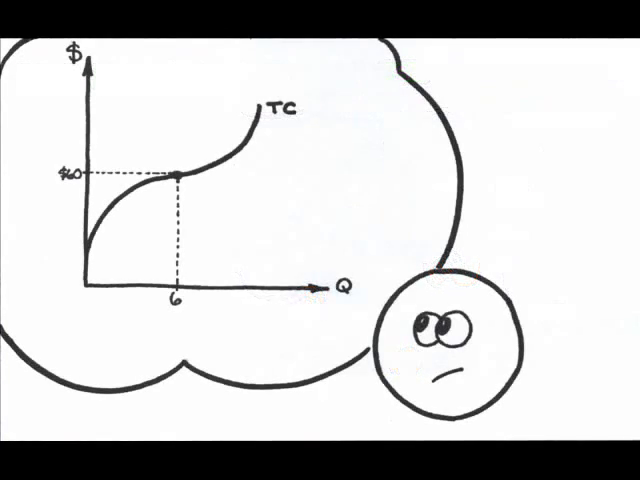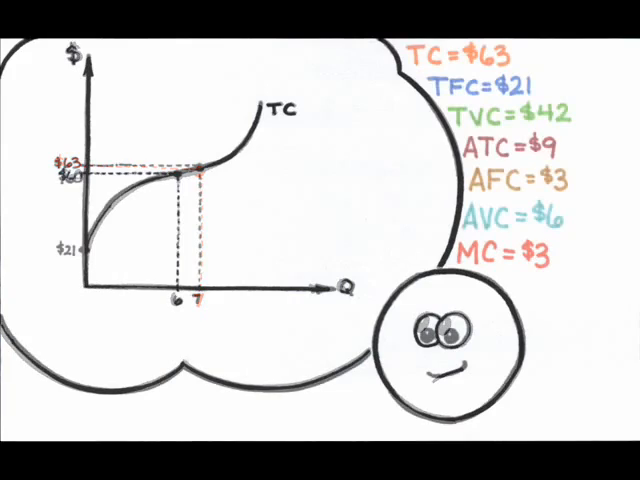This leaves only marginal cost. Remember, marginal cost is just the extra dollars I add to my cost by producing 1 more unit of output. In this case, because 6 units cost $60 and 7 units cost $63, the marginal cost of the 7th unit is $3. It costs $3 more to produce that 7th unit. It looks like I can get all the cost information from this diagram.